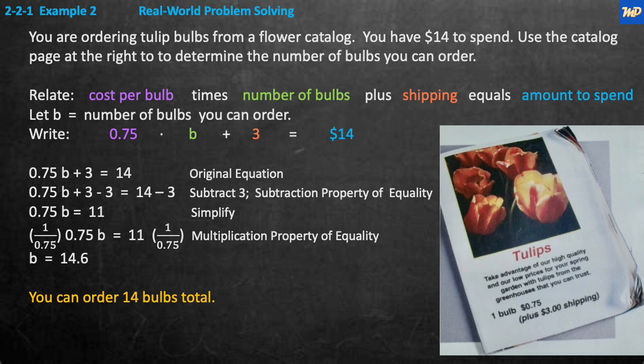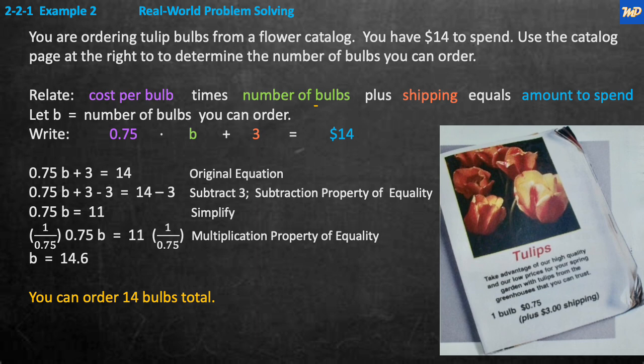So let's put those words into some kind of a formula. Let's relate cost per bulb times the number of bulbs plus the shipping costs equals the amount that you can spend, because we know the maximum that person can spend is $14. So there's our equation in words. Now we're going to let B equal the number of bulbs. B sounds like a good letter for bulbs, and it's the count that we're going to look at here.